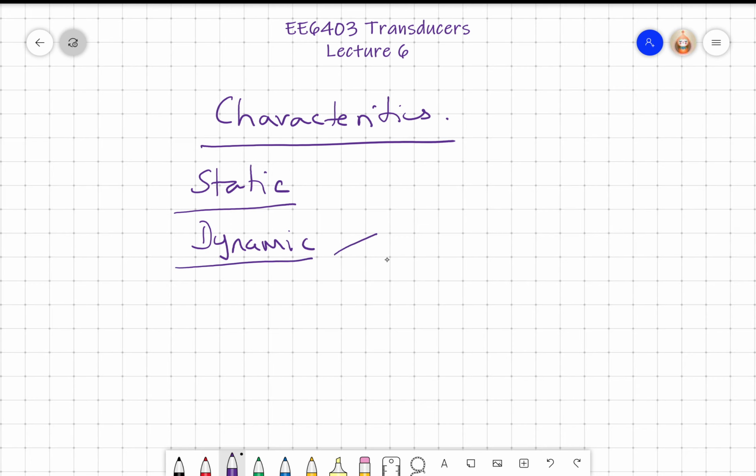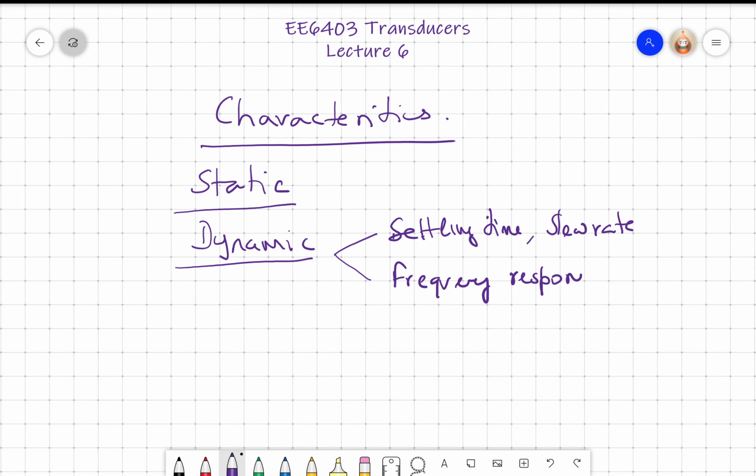So the dynamic characteristics, we got, let me go from the simpler ones: settling time or response time, then slew rate, then frequency response, then impulse response, right?